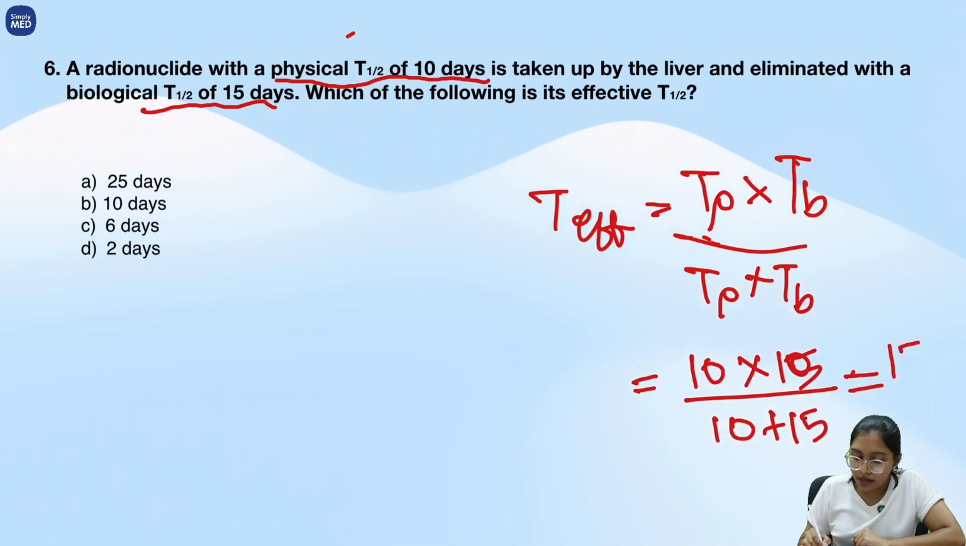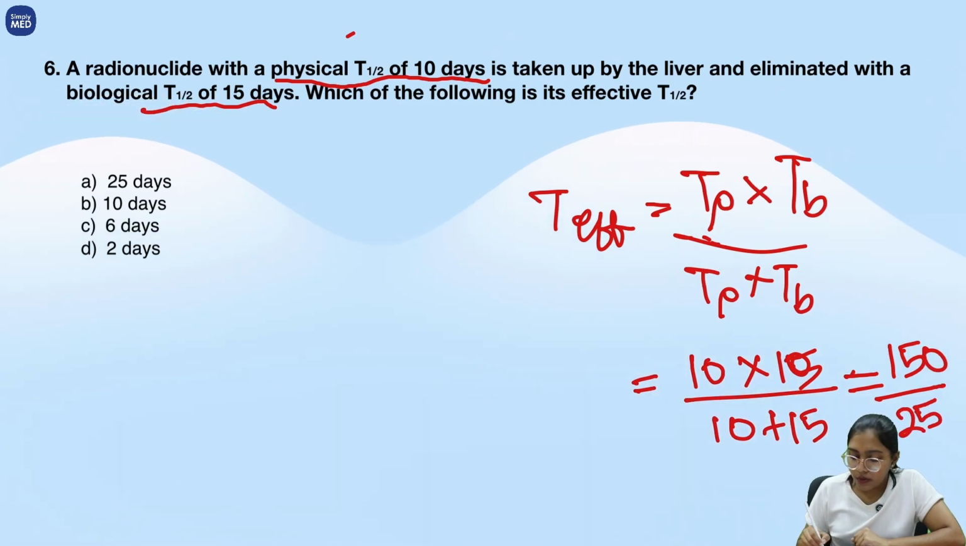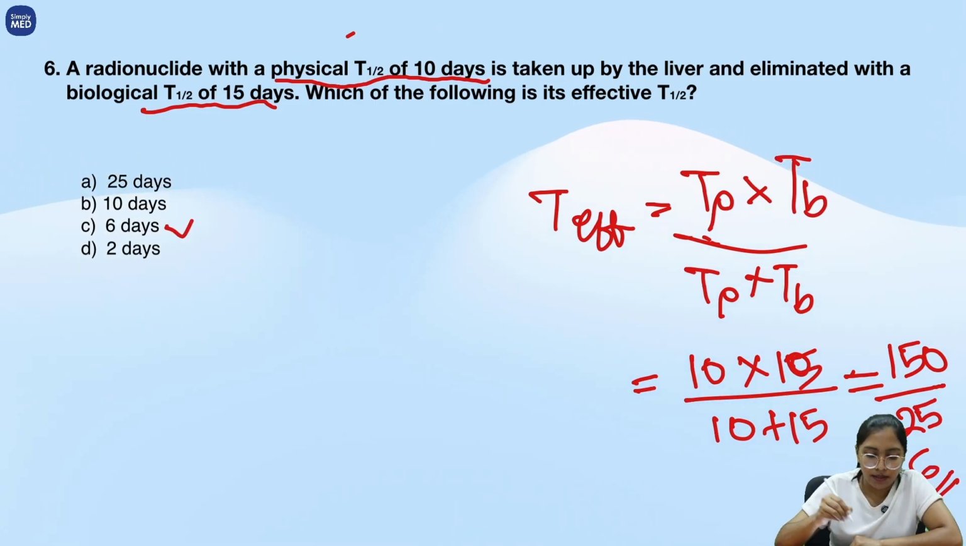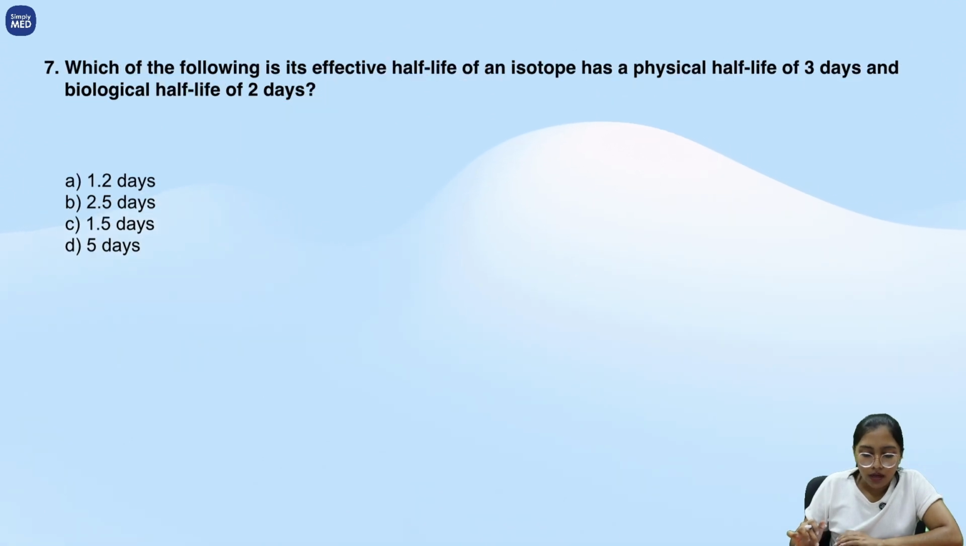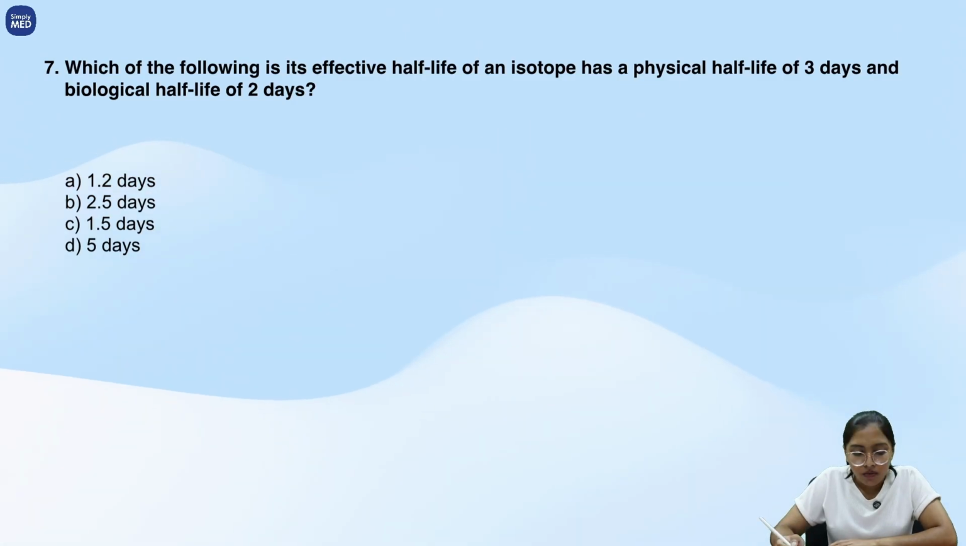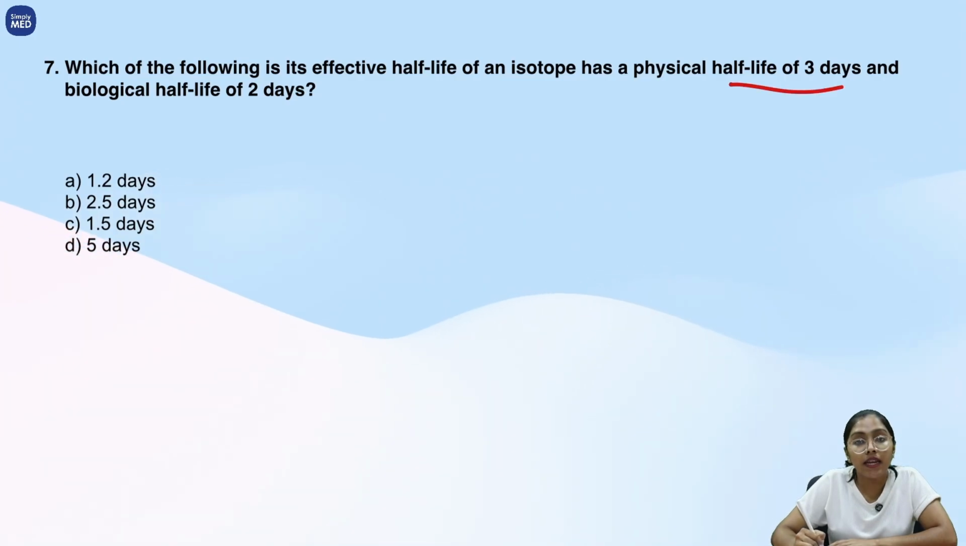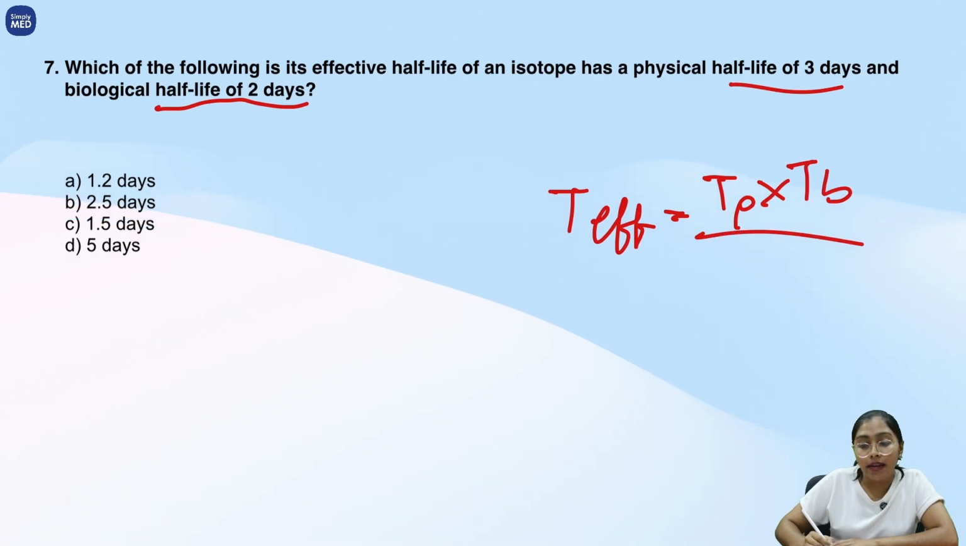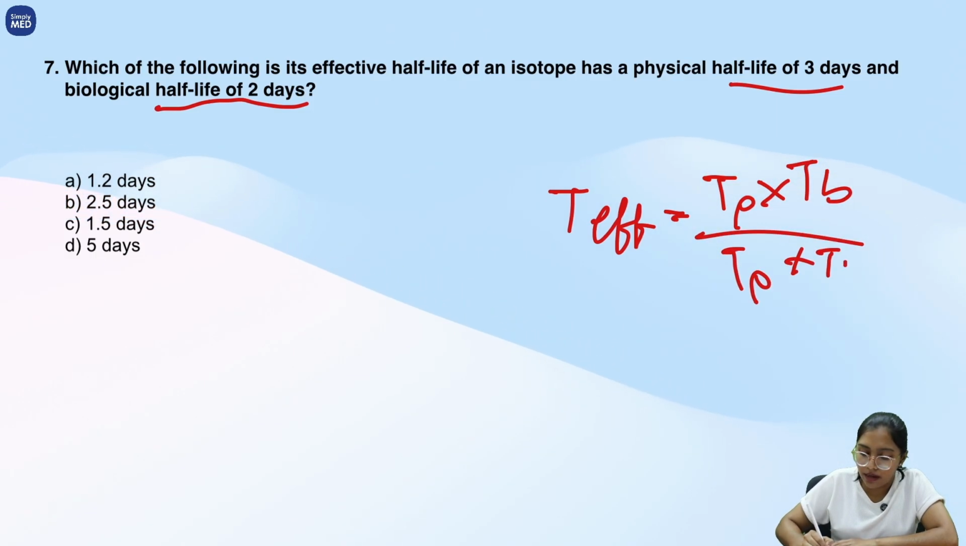10 into 15 is 150. 10 plus 15 is 25. So we will get 150 by 25, which is 6. Okay, so that's the answer, option C. Now let's discuss one more and wind up this equation. Next one: which of the following is the effective half-life of an isotope if the physical half-life is 3 days and biological half-life is 2 days? So let's put it in our equation. T effective is equal to T physical into T biological divided by T physical plus T biological.